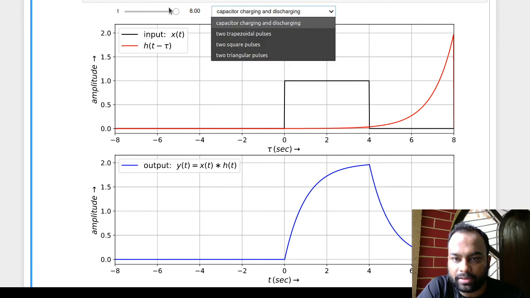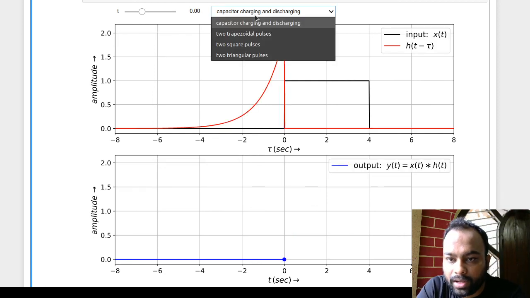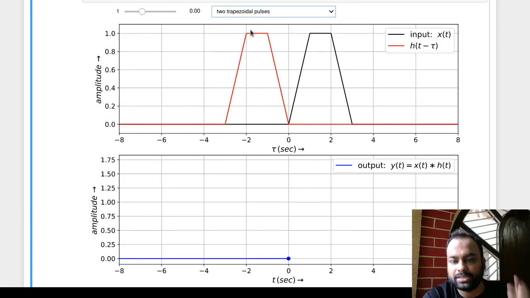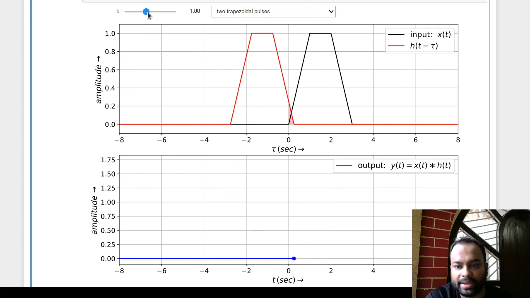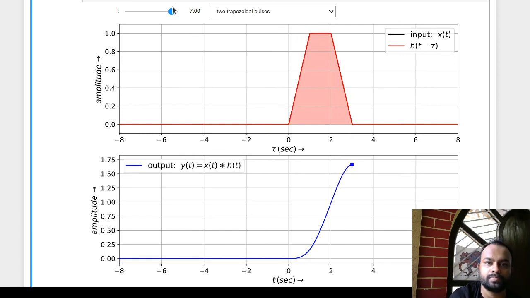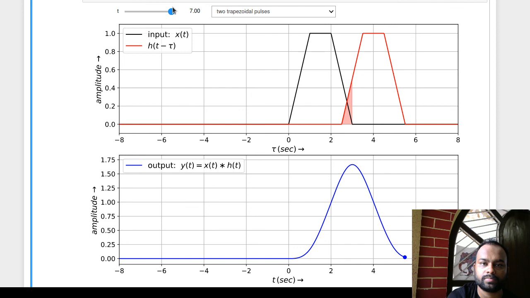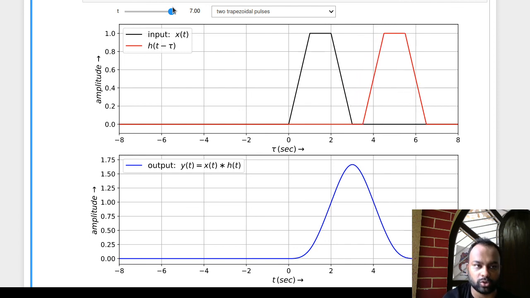Let me show you a few more examples. Let me reset it back to 0. Say two trapezoidal pulses. Again, the red one is flipped, otherwise they would overlap with each other. The red one is flipped, and again I am calculating the overlapping area. See how the overlapping area is denoted. Again I am integrating, and the output goes down to 0.